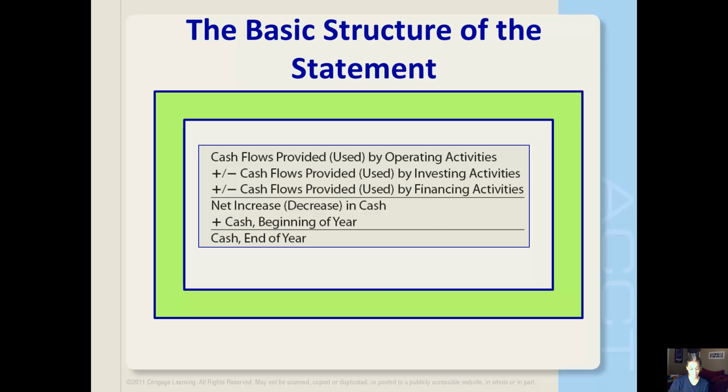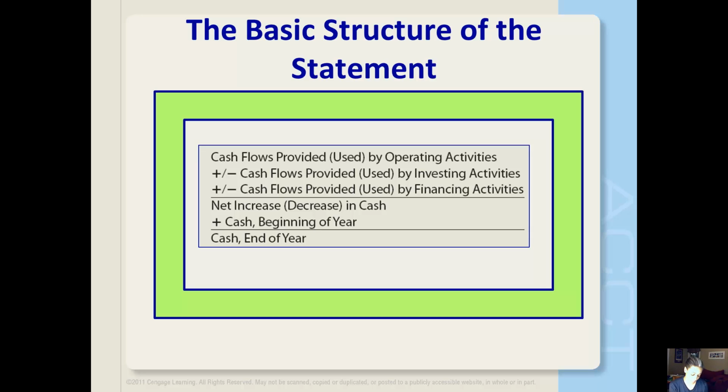And then the second section is cash flows provided or used by investing activities. And so those are cash inflows and outflows arising from the acquisition and disposal of non-current assets. So these are often called investing cash flows and would include things like inflows from the sale of property, facilities, equipment, or investments, and outflows from the purchase of property, facilities, equipment, or investments.